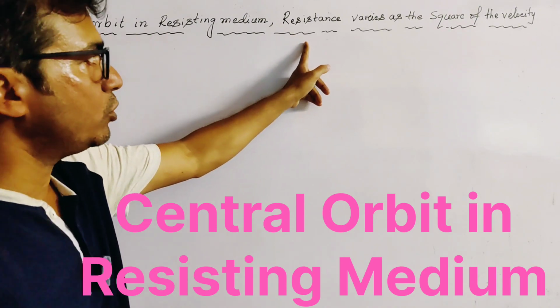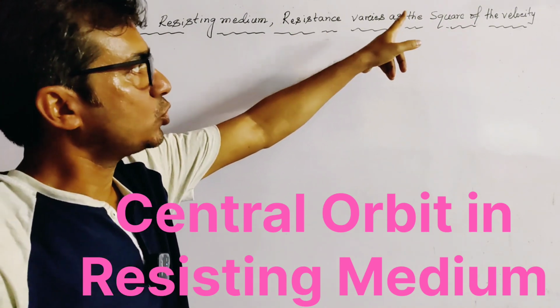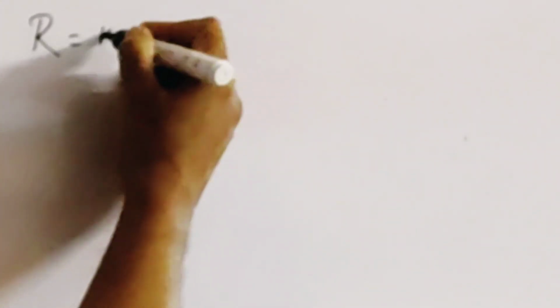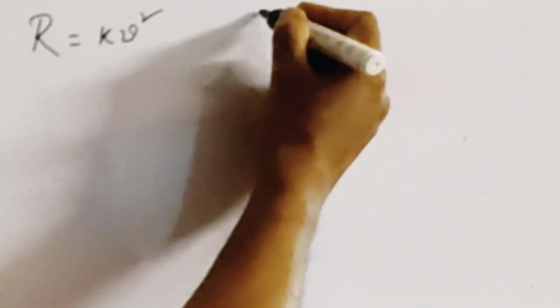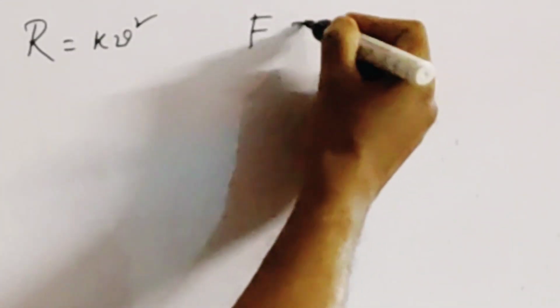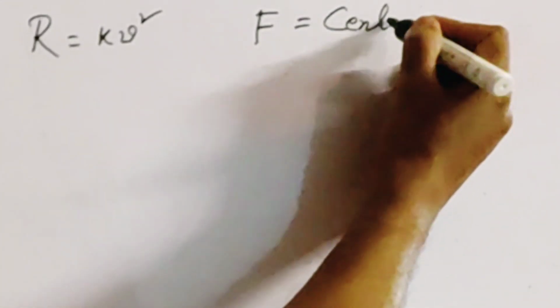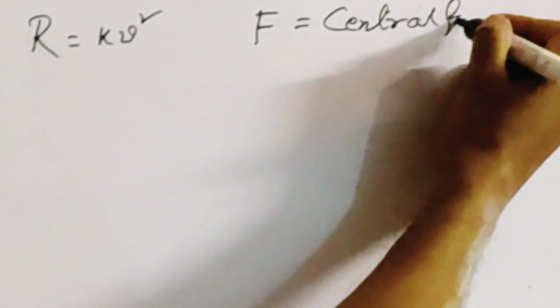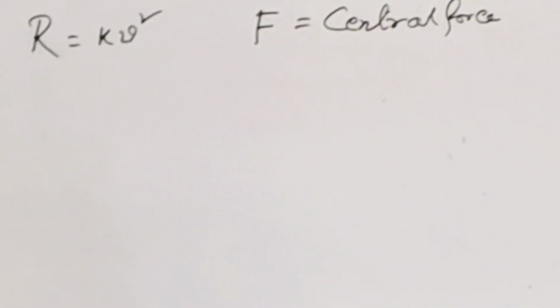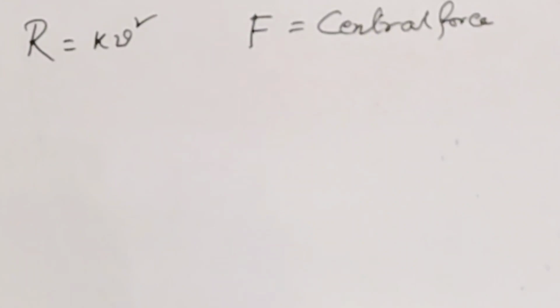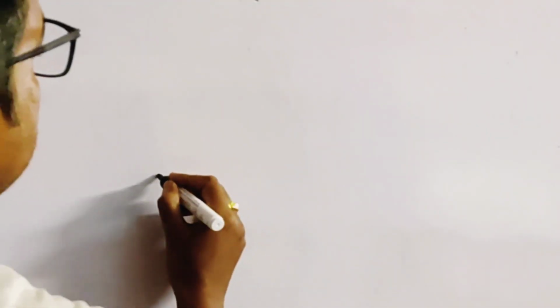Here we let the resistance force vary as the square of the velocity. Now if we take the resistance force as R, then this is equal to K V square. Let P or F, say F, be the central force. Now we draw a rough sketch of the central orbit.